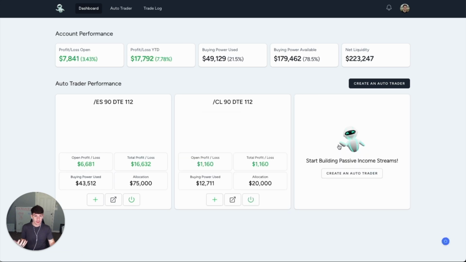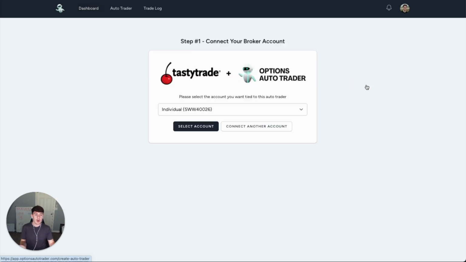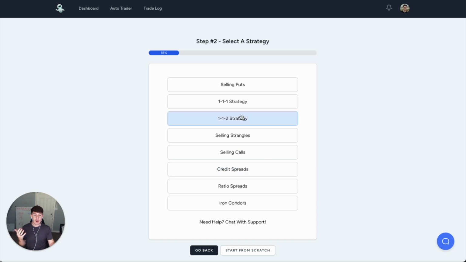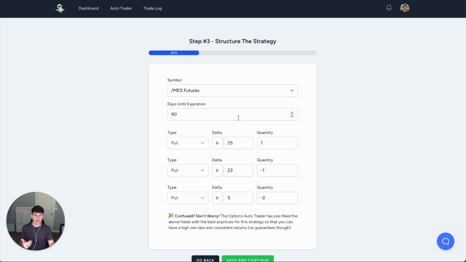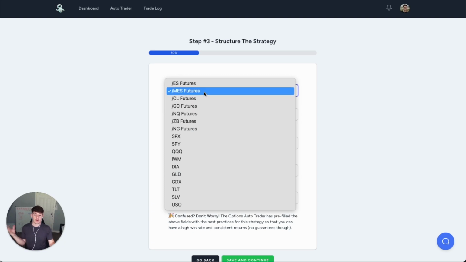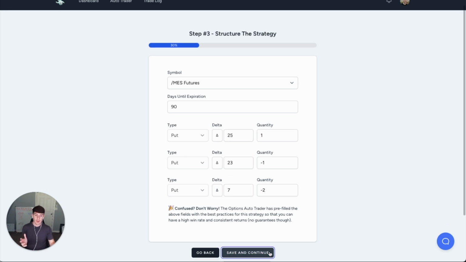Now, what does that look like? Well, let me show you exactly how to create a 112 auto trader. So simply click on create an auto trader, connect your broker account, click on a 112 trade, and then again, you can trade it with ES, MES, CL, whatever. Let's say you're trading with MES. You can structure it on the days until expiration, the different deltas you want to sell and set up the levels at. So again, 25, 23, 7 is pretty standard.